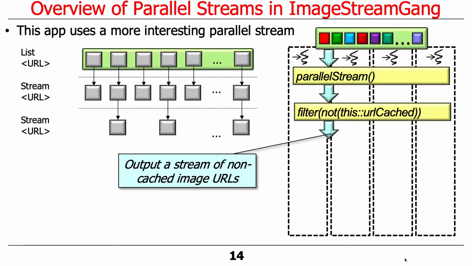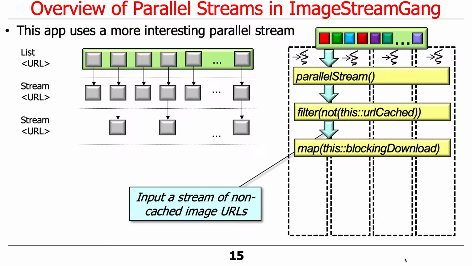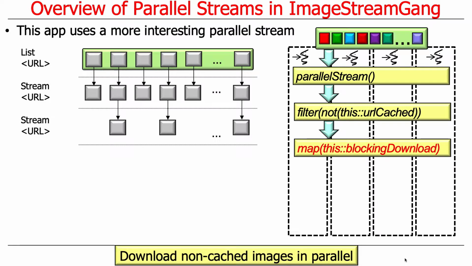We will then have a stream of non-cached image URLs, and that non-cached stream of image URLs will be passed as input into the map method, and the map method will then download the non-cached images in parallel. So each of these URLs will be downloaded in parallel using something called blocking download. And remember blocking download when we talk about completable futures later.